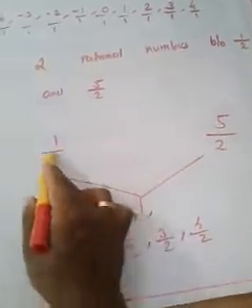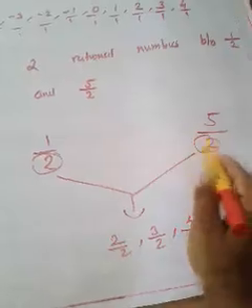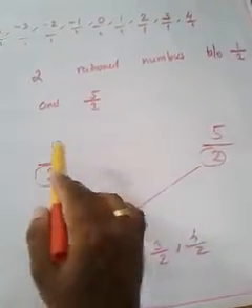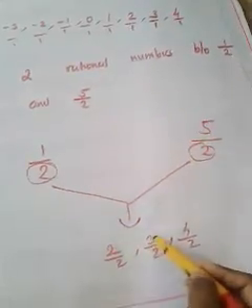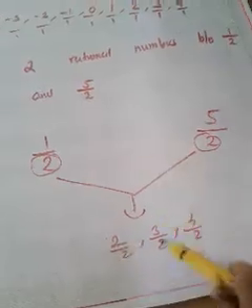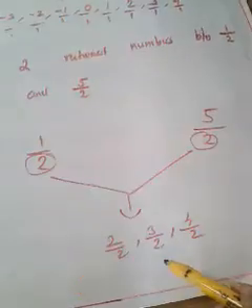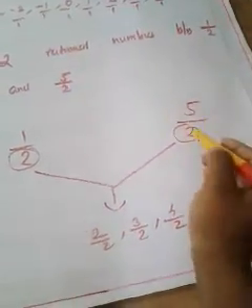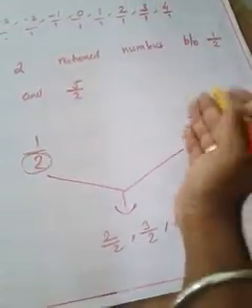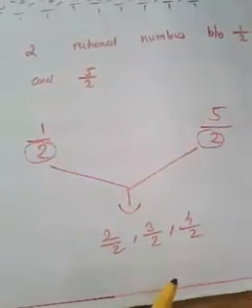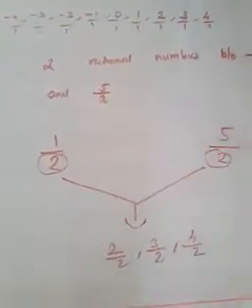You have to give the same denominator. Since both denominators are 2, you have to give the same denominator 2 in all the numbers. And in between 1 and 5, which are the numbers? 2, 3, 4. So the rational numbers between 1 by 2 and 5 by 2 are 2 by 2, 3 by 2 and 4 by 2. Then 5 by 2 will come. We don't want 5 by 2 because we need the rational numbers just less than 5 by 2 and more than 1 by 2. So these are the rational numbers. Here 3 rational numbers came, and we need just 2 rational numbers only. You may have understood.